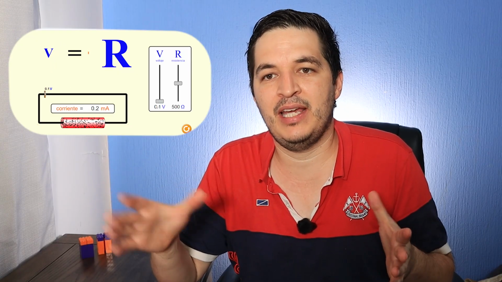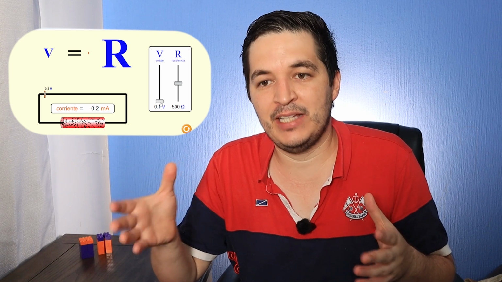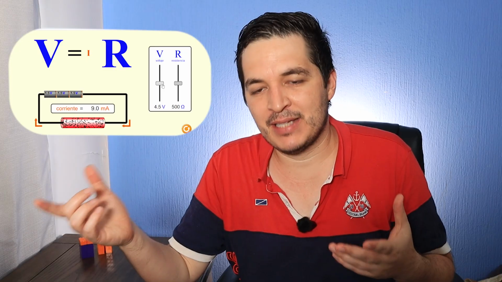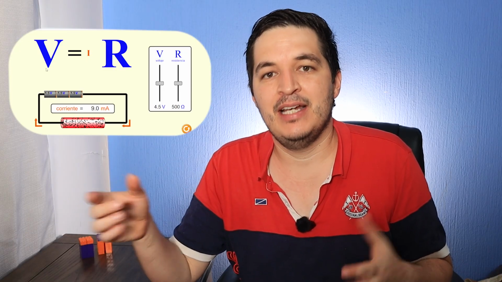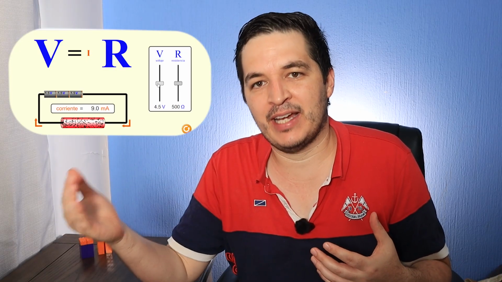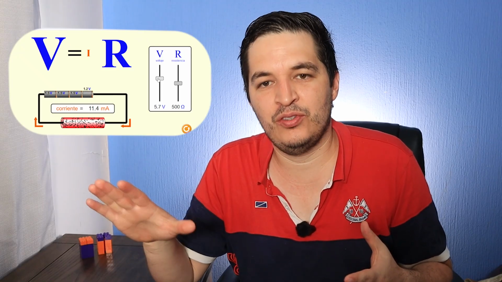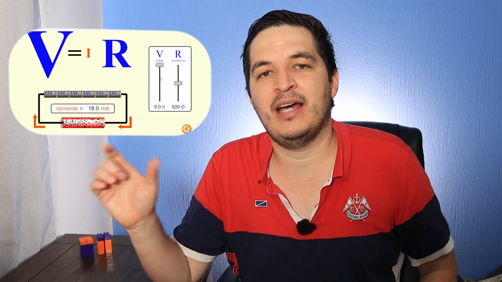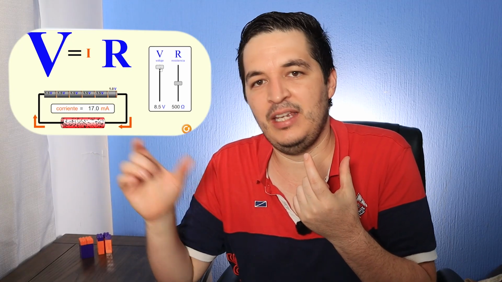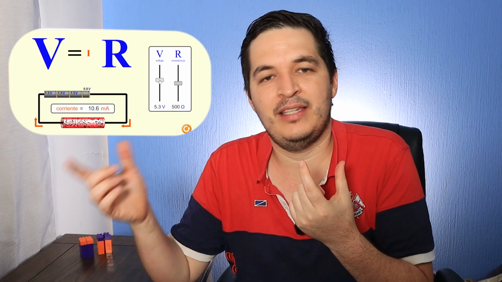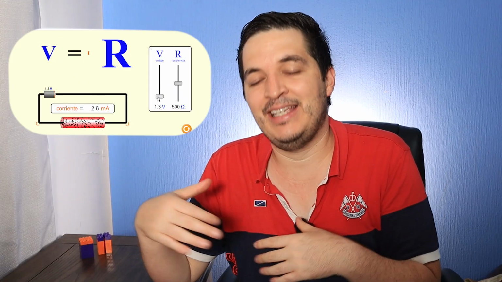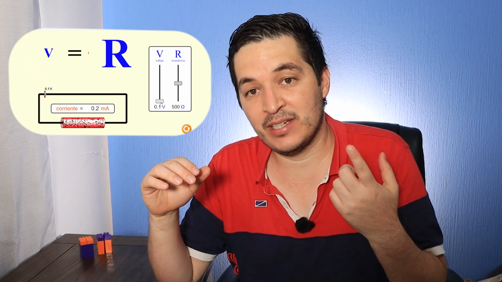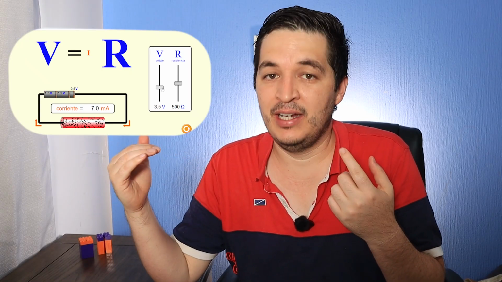But basically, the goal of this animation is for you to realize what happens when you change the voltage, and what happens when you change the resistance. If you increase the voltage and the resistance stays the same, since the equation you have is that V equals I times R, what has to happen to the I? The I has to increase so that the equation remains the same. So if the voltage goes up and you kept the resistance the same, the current also goes up.